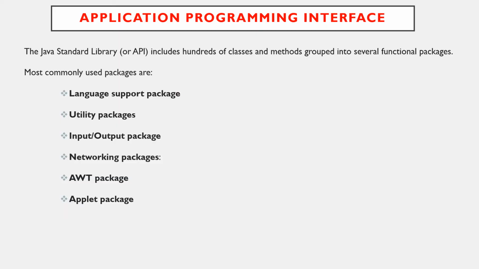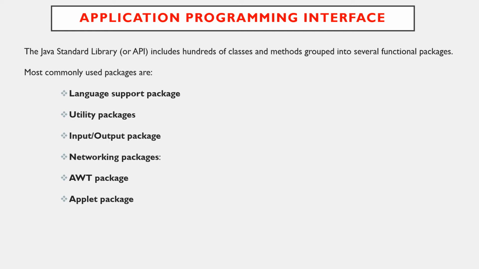Next, we move on to the next slide, which is the application programming interface. In Java, it contains hundreds of classes and methods grouped together into several functional packages. Some of the most commonly used packages are language support packages, utility packages, input-output packages, networking packages, AWT packages, and applet packages. First, we look at the concept of the Java language support package.